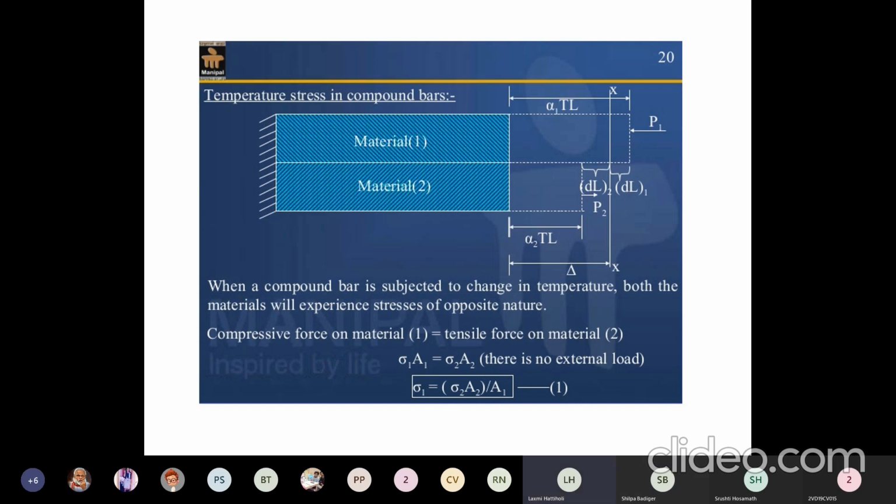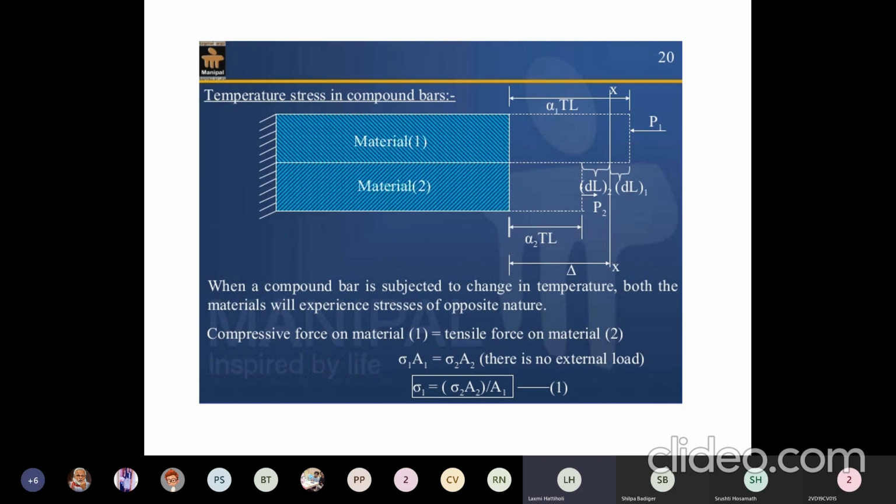Okay. So observe carefully. The first material has extended up to alpha 1 T L. The second material has extended up to alpha 2 T L. So this is the deformation due to temperature for material 1 and material 2. Now what should I do? Somehow I should make an equilibrium condition so that both the materials will expand or contract by the same amount. For that purpose, this is all imaginary, I'll introduce an imaginary equilibrium line, XX, in between both the material deformations. So XX I have drawn now.